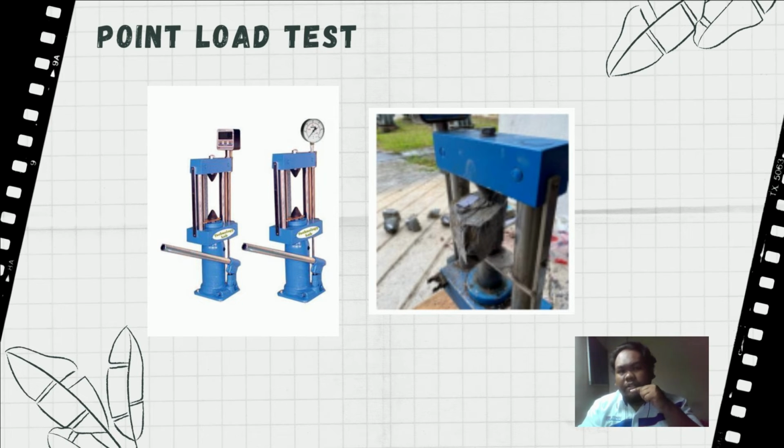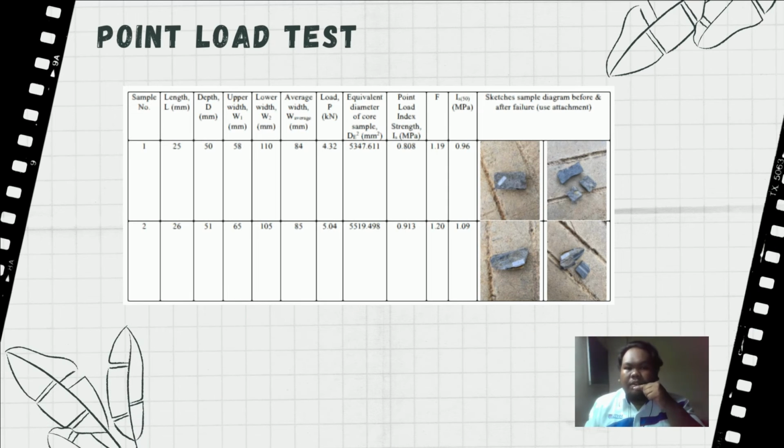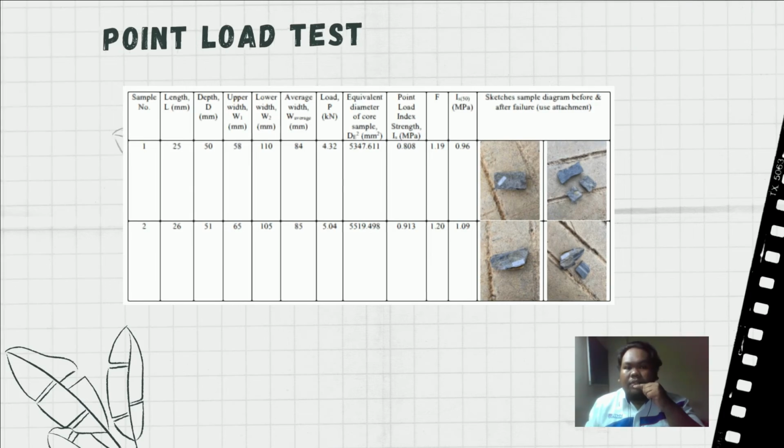To carry out the test, we take around 10 irregular-size samples of rock from the site, from the same rock, from the same stone, and take them to the lab to make a test. Now, this is the sample of the data that we collected from the samples that we got from the site.